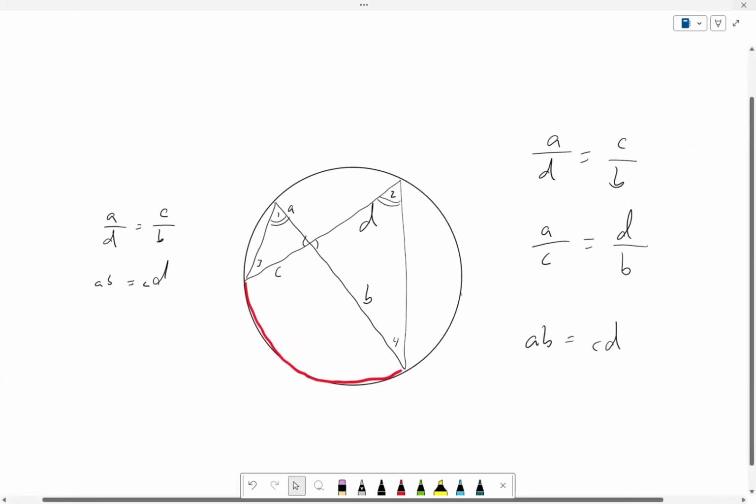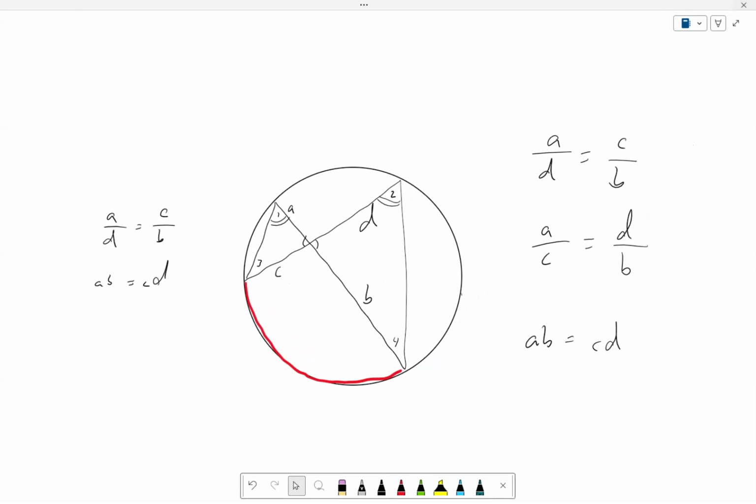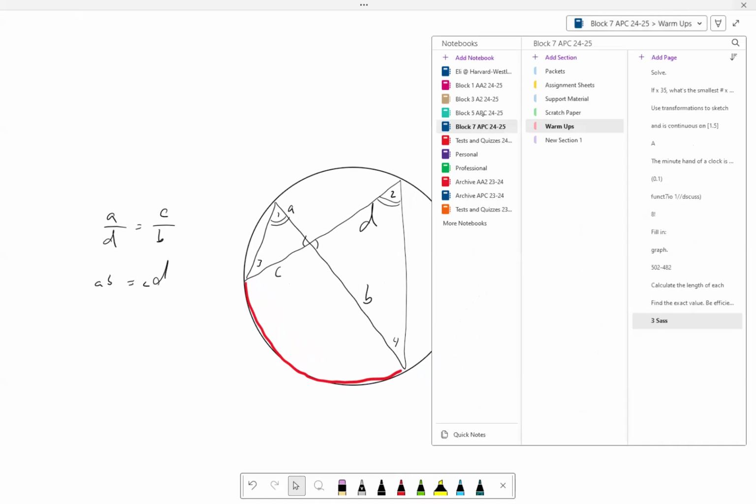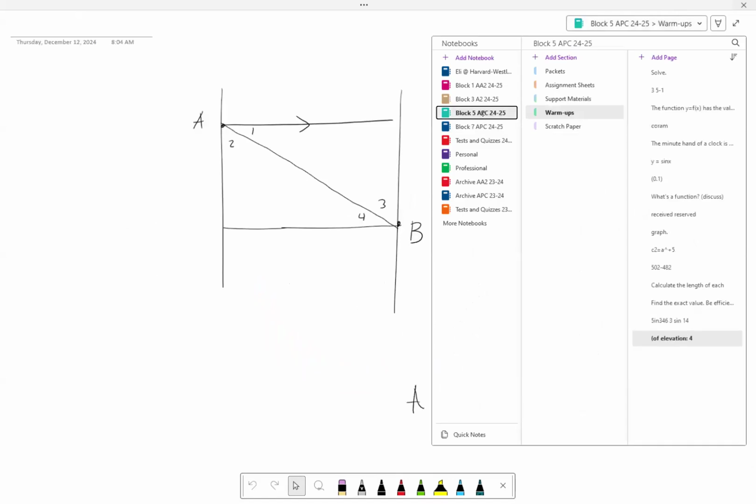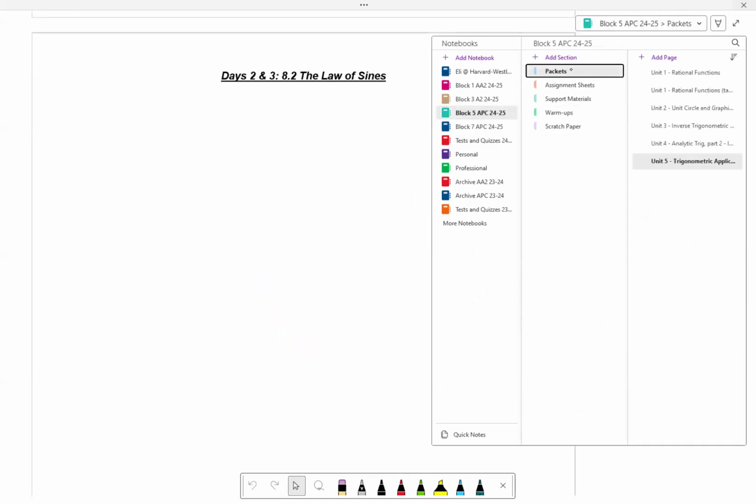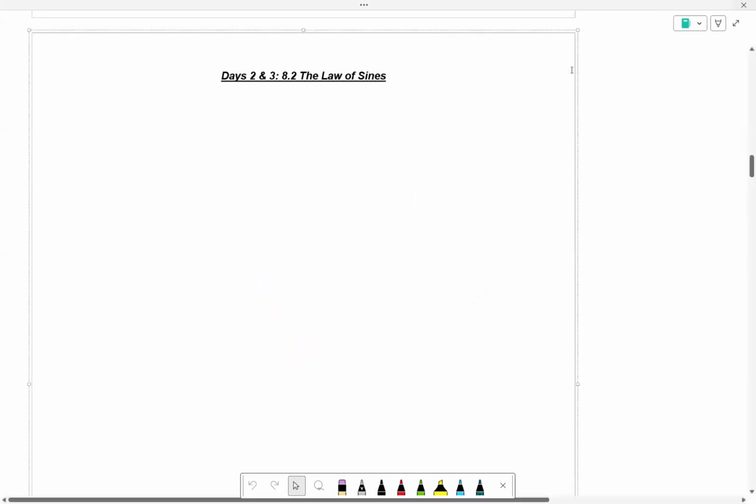Okay, let's continue with the unit, shall we? Let's do it. Today we're talking about the law of sines.